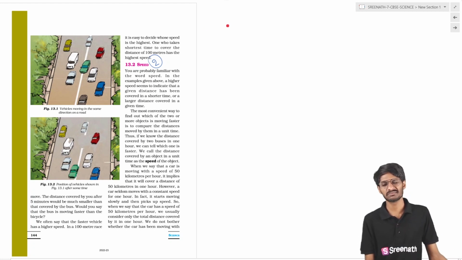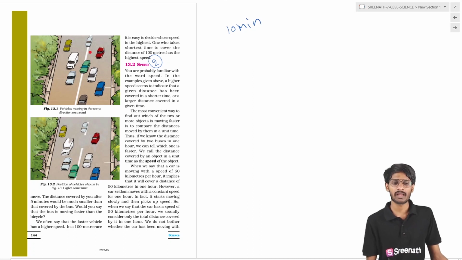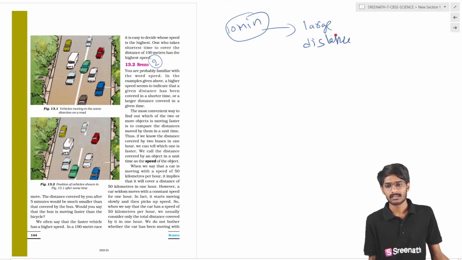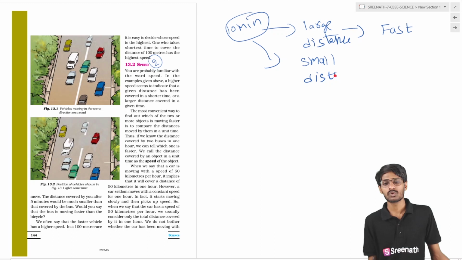Suppose you have given them 5 minutes of time. Before 5 minutes all these vehicles are here, after 5 minutes all these vehicles are there. Now you have to measure the distance moved by all vehicles. In that time interval, the vehicle which covers the large distance, we say that vehicle is fast. In this time interval, the one which covers the small distance, we say that is moving slow.